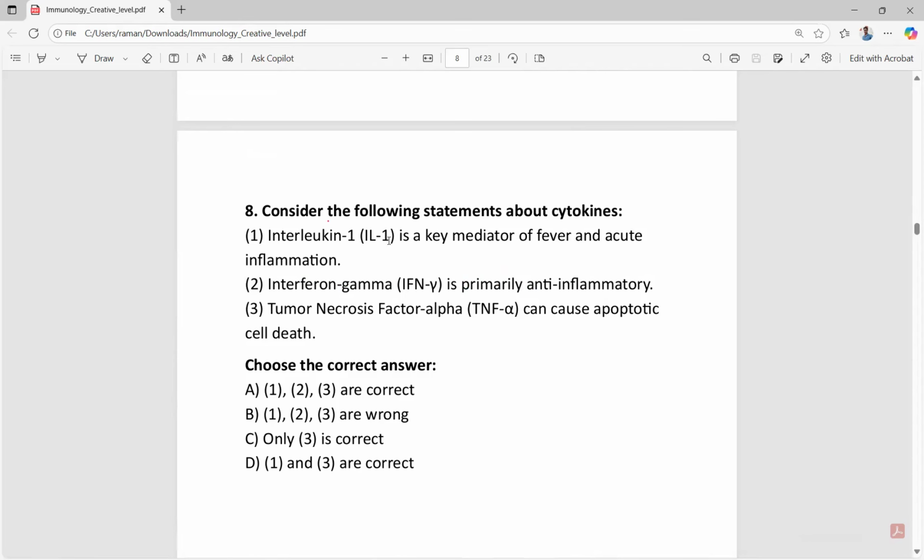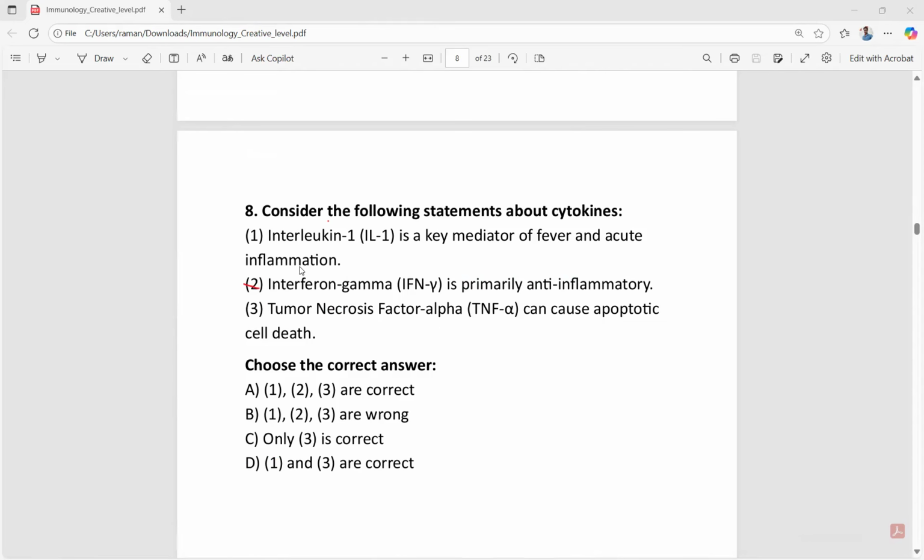1 is correct. Interleukin-1 is a key mediator of fever and acute inflammation. Acute என்னன்னு பார்த்தா short time. Short time inflammation ஆகுது, it is mediated by interleukin-1. ஓகேங்களா? So 1 correct, 2 wrong, because interferon gamma brings about the pro-inflammatory response. Okay. TNF, tumor necrosis factor alpha, can cause apoptotic cell death. So இதுமே correct answer. So option B is the right answer.